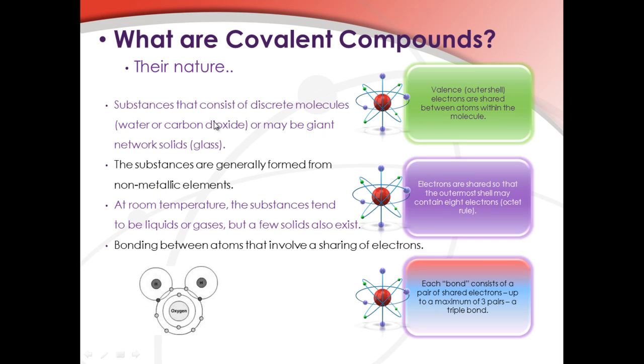So firstly, what's the nature of covalent compounds? Well, firstly, they exist typically as discrete molecules. So billions of molecules all moving around make up these types of compounds that we see with our naked eye. Examples are water in the case of a liquid, or carbon dioxide in the case of a gas. Alternatively, they may also consist of strongly held together atoms in more of a lattice type arrangement. We call these giant network solids. An example here is glass.